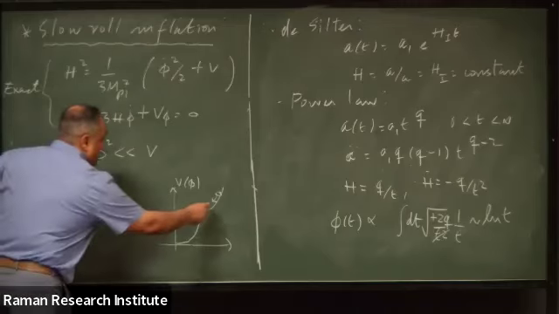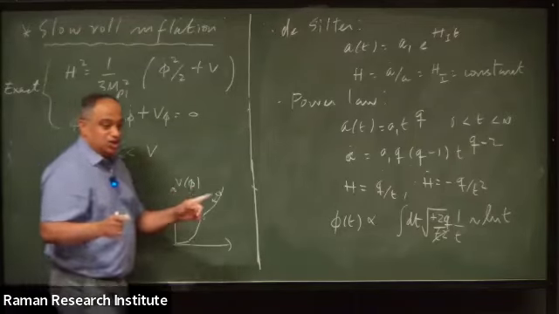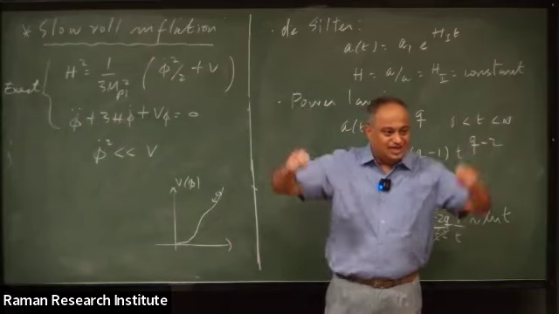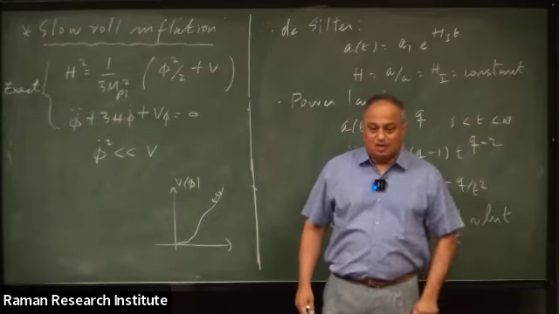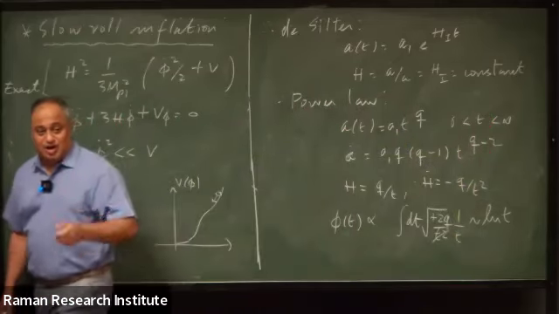But then you want to ensure that it remains slow for a sufficiently long time, because you want an adequate duration of inflation so that the forward light cone is as big as the backward light cone to overcome the horizon problem. Okay. You can estimate how much that is. I would urge you to estimate.